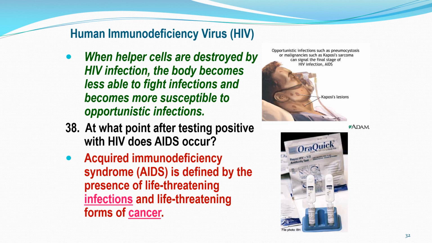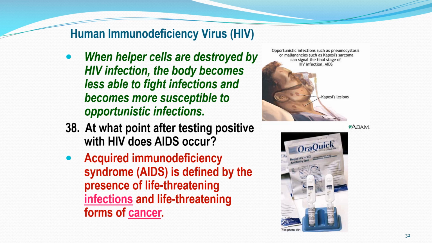So at what point after testing positive with HIV does AIDS occur? So acquired immunodeficiency syndrome, or AIDS, is defined by the presence of life-threatening infections and life-threatening forms of cancer. So you can test positive for HIV and not have full-blown AIDS, right? So acquired immunodeficiency syndrome is when you start having these life-threatening infections and cancers because the virus has decimated your immunity so much that you're getting all these opportunistic infections.